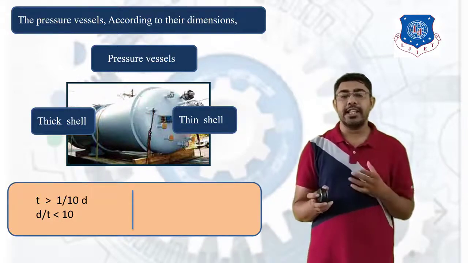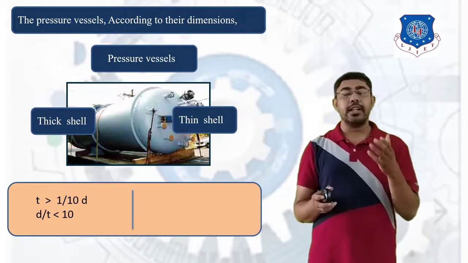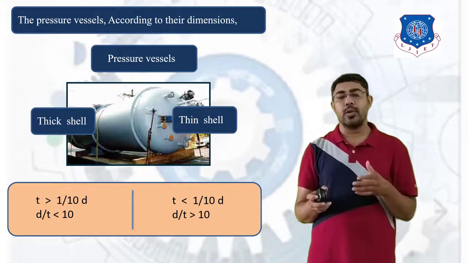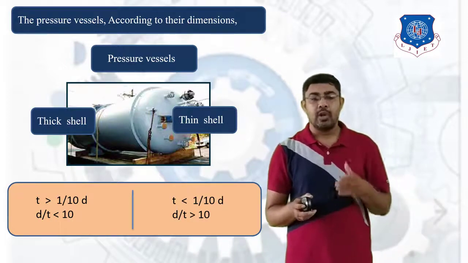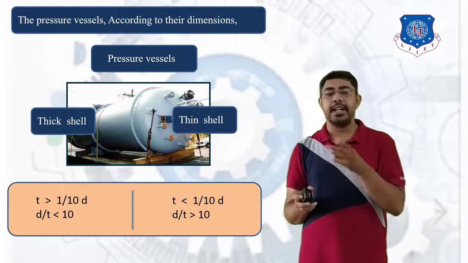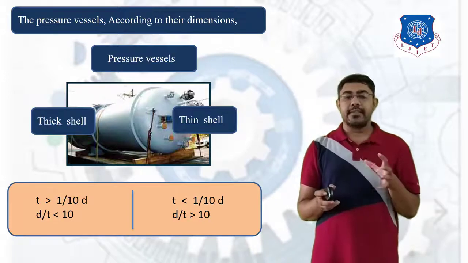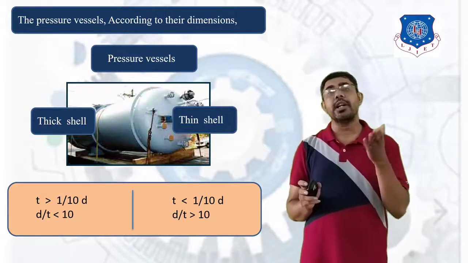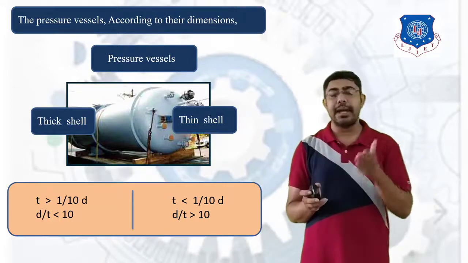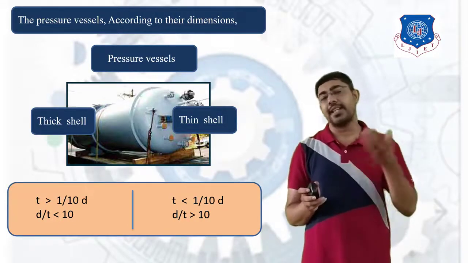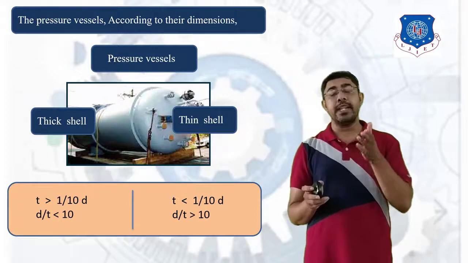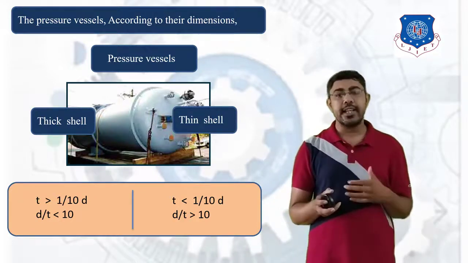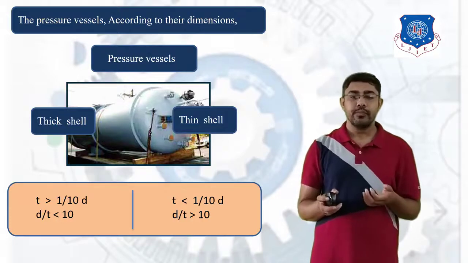And for a thin cylinder, the D by t ratio is greater than 10, or t is less than 1 by 10 D. So the pressure vessel is classified according to the D by t ratio. If the D by t ratio is less than 10, it is a thick cylinder, and if the D by t ratio is greater than 10, it is considered a thin cylinder.